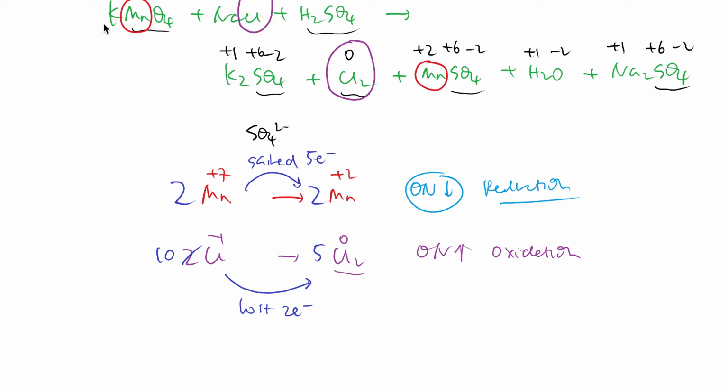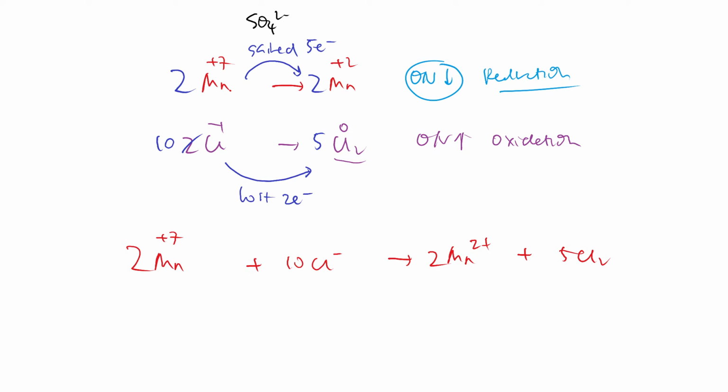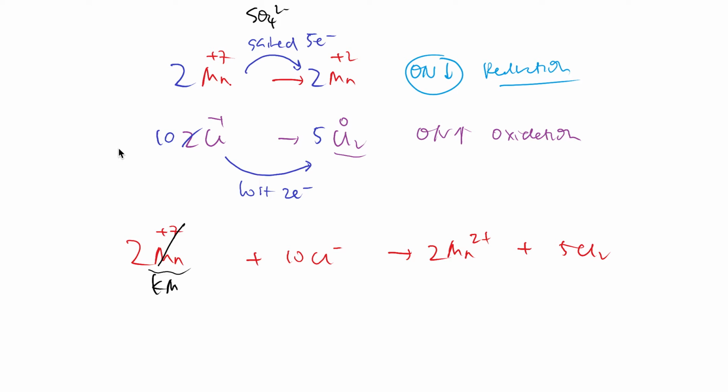So our overall reaction starts with 2 Mn7+ plus 10 Cl- goes to 2 Mn2+ plus 5 Cl2. Okay, so that's the basis. Once you have this basis, you're going to add stuff back in. Where do we have permanganate? When we have manganese 7+, this is from KMnO4. So we know the coefficient in front of KMnO4 is going to become 2. And then the coefficient in front of Cl- comes from NaCl, so the coefficient of NaCl is going to become 10.